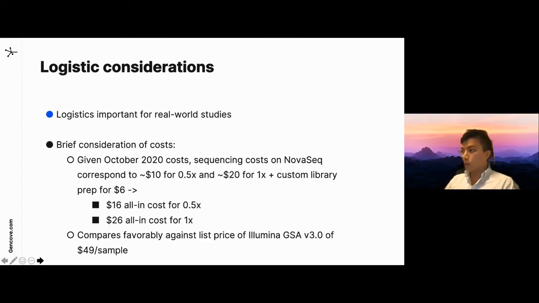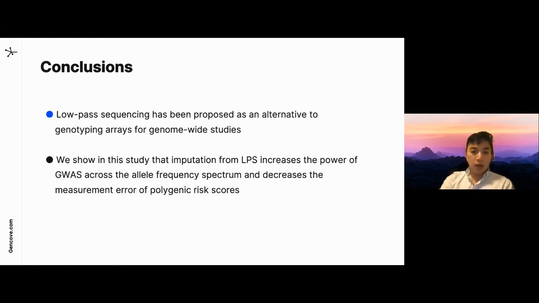And both of these are list priced. These are list prices, except for this custom library prep that we've designed in-house to be particularly specialized for the sort of sequencing that we do. But in any case, these costs compare favorably against the list price of the Illumina GSA, which comes out to around $49 a sample.